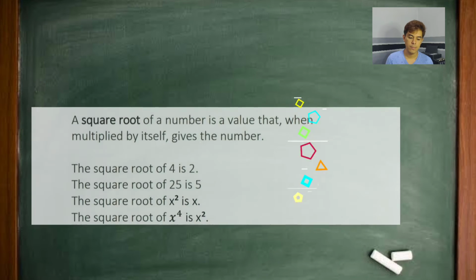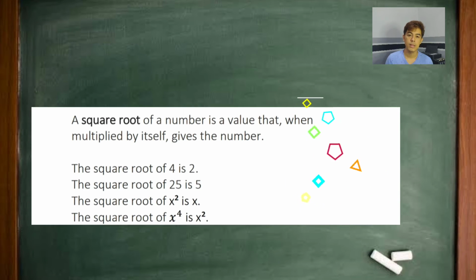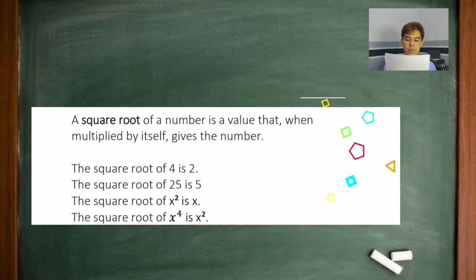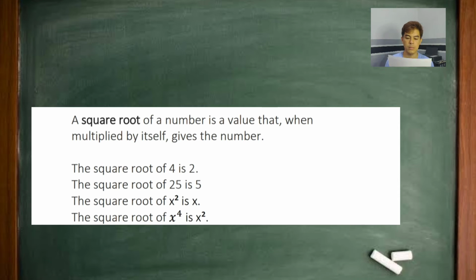Pag-usapan din natin, ano nga ba ang square root naman ng number? It is a value that when multiplied by itself gives the number. So the square root of 4 is 2, the square root of 25 is 5, the square root of x squared is x, the square root of x raised to 4 is x squared. Parang paatras lang siya dun sa ginawa natin kanina sa paghahanap naman ng mga perfect square na numbers.